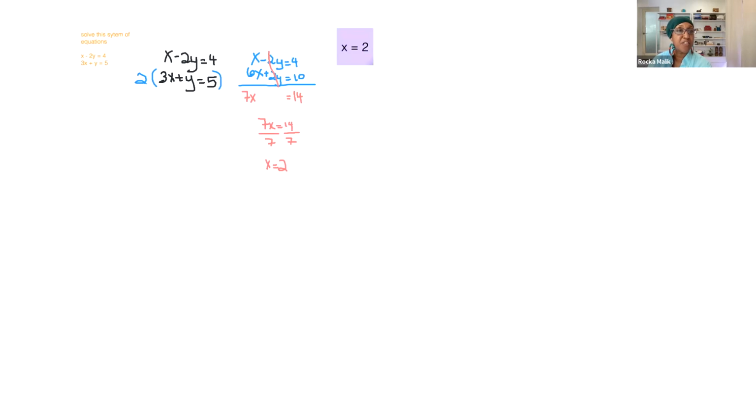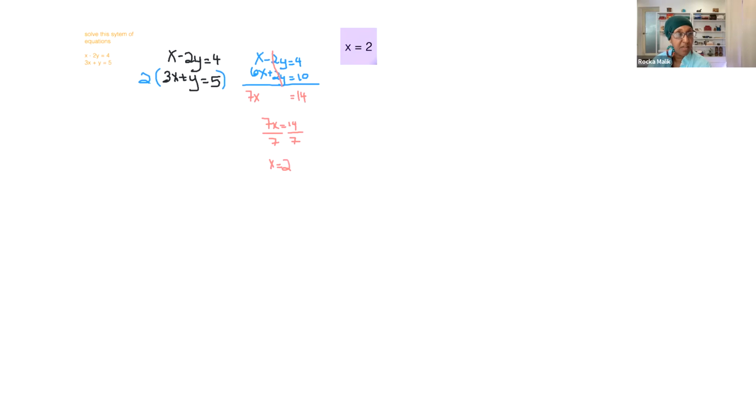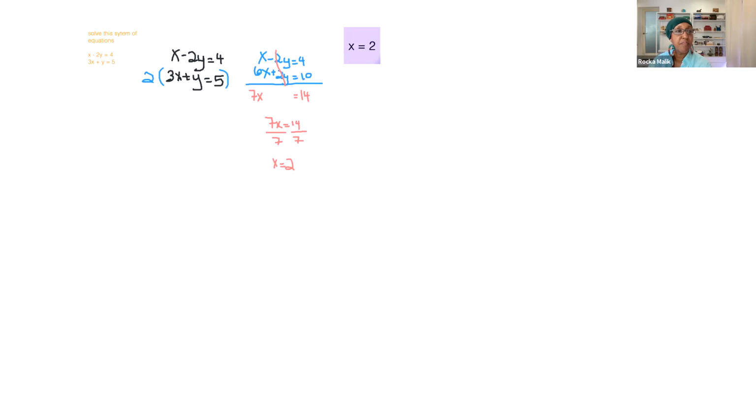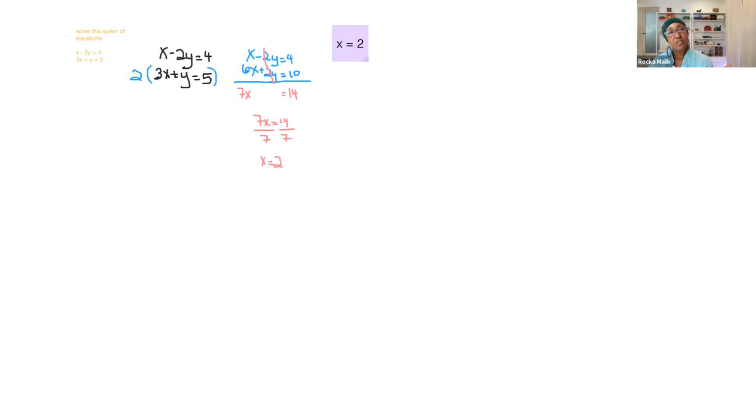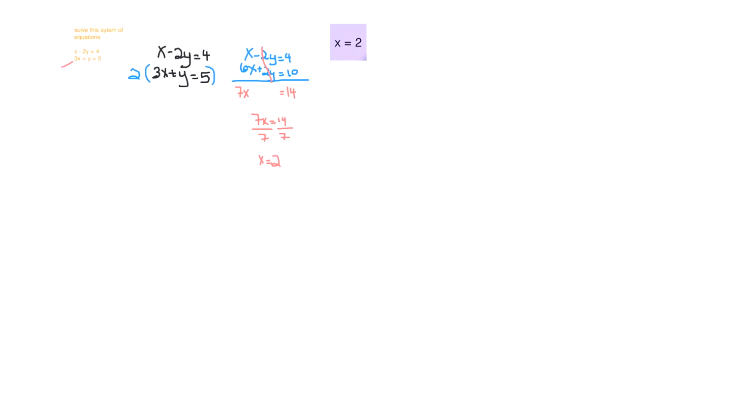And then I'm gonna plug in 2 into one of my original equations. Which one do you want to use for the x equals 2? Oh, I'll choose the hard one. The first one. Okay, so x equals 2, I have 2 instead of x, minus 2y equals 4.